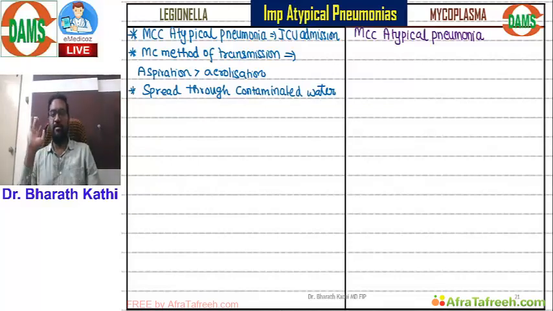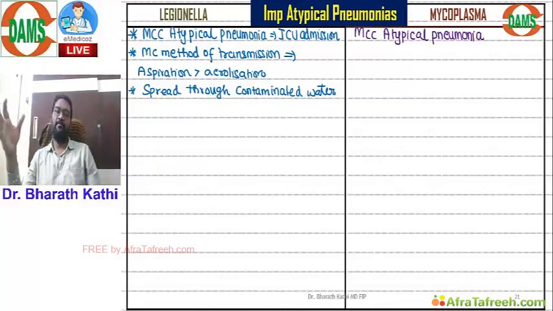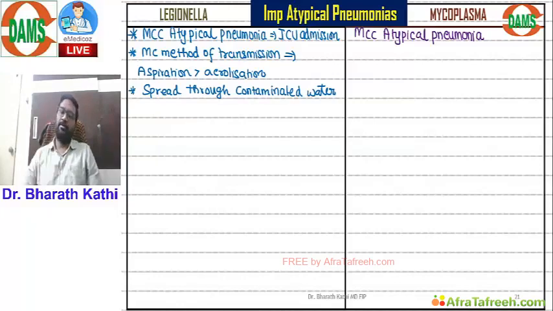Legionella stays in contaminated water. This patient might drink that contaminated water. Organisms can reach the oropharynx and later it can be aspirated into the lungs, or he inhales aerosols from this contaminated water. So contaminated nebulizer, contaminated respiratory equipment, aerosols from the air conditioner, so that can spread through contaminated water.